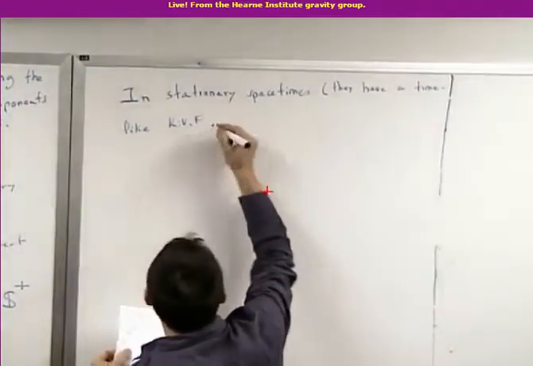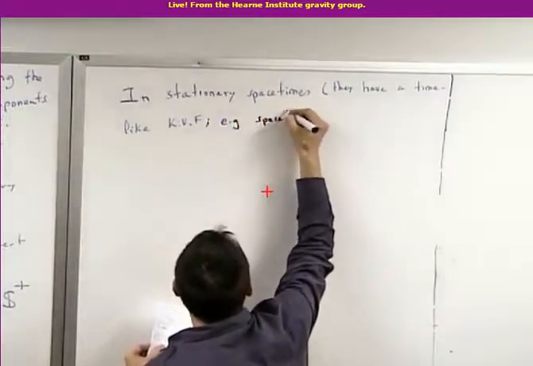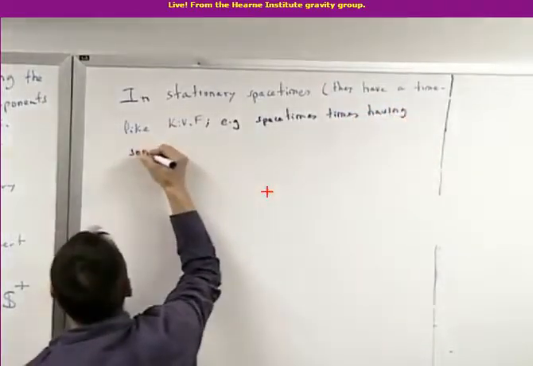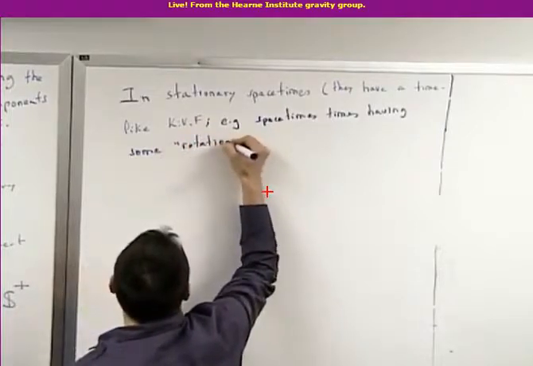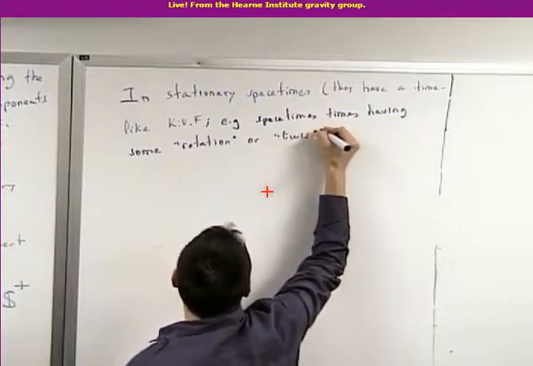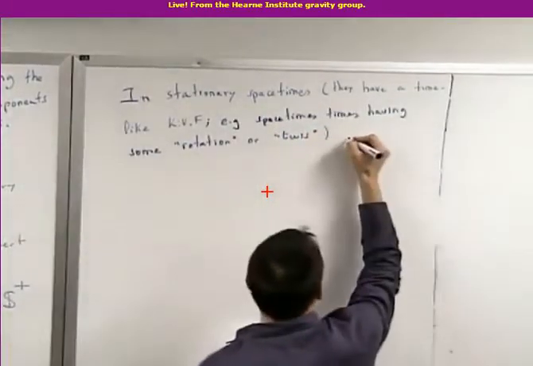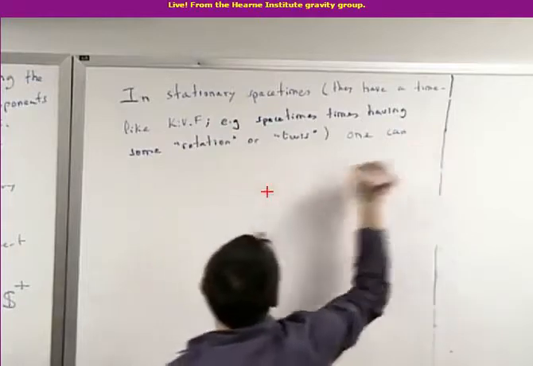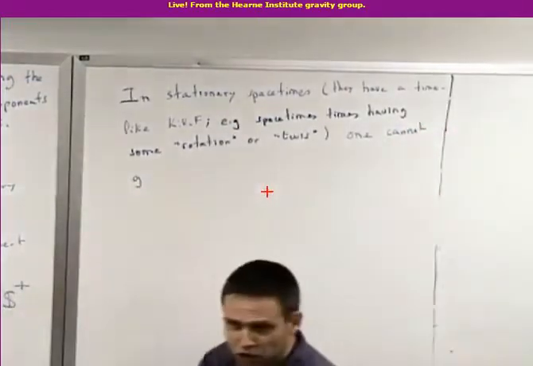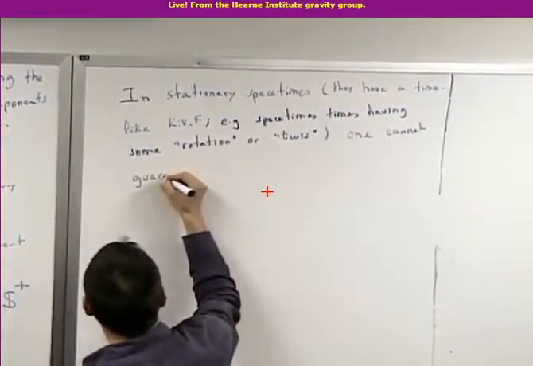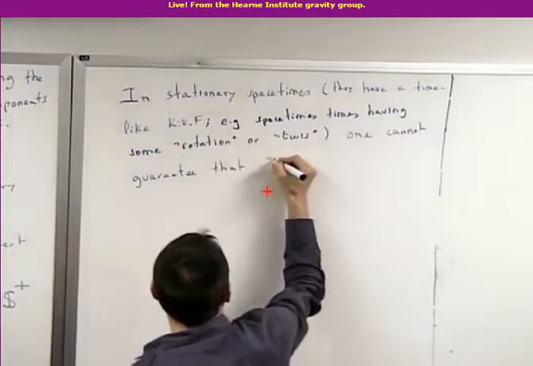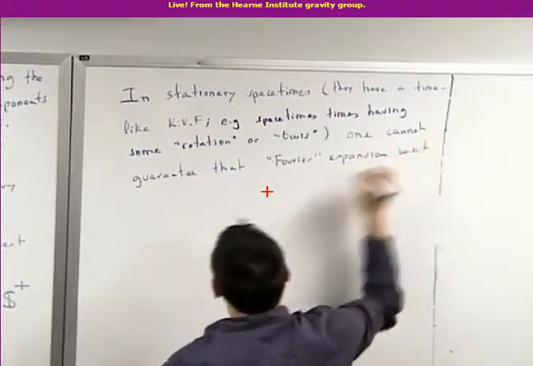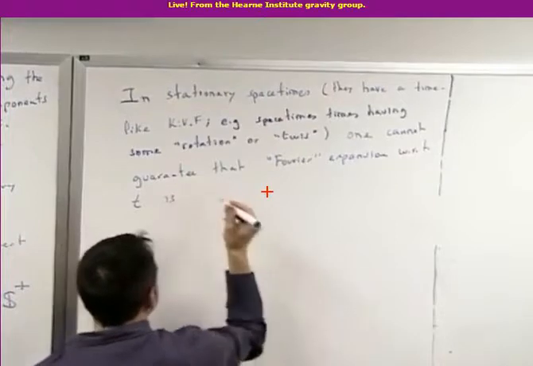So, for example, spacetimes having some rotation or twist, like in the Kerr black hole, etc. The statement here is that, because this hypersurface doesn't exist, one cannot guarantee that this Fourier expansion with respect to the Killing time t is well defined.